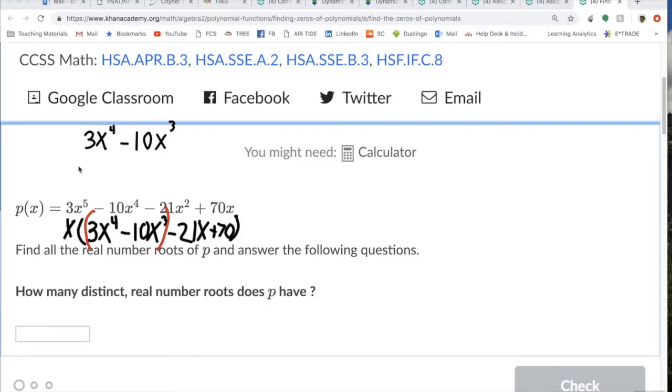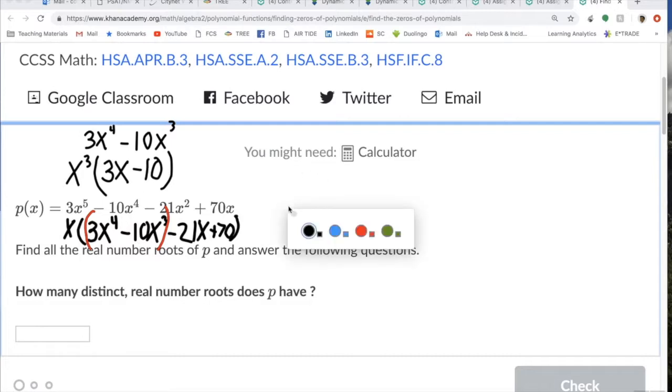All right, so what we can do is we can factor out an x to the 3rd. So let's undistribute that. And so now what we'll have left over is just 3x by itself, and we'll have minus 10 by itself. Okay. Cool. So now we've taken care of that. That's the red category, that's the red grouping.